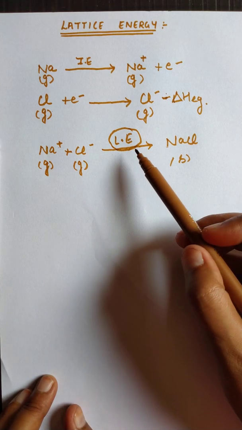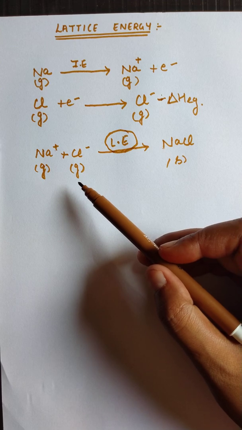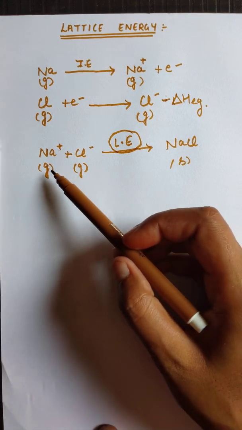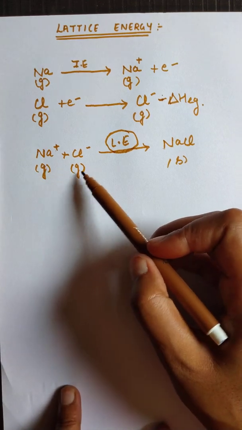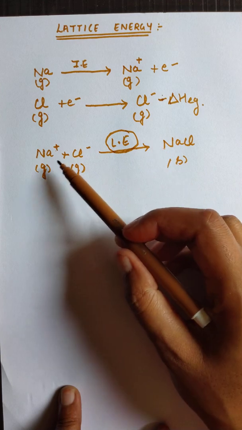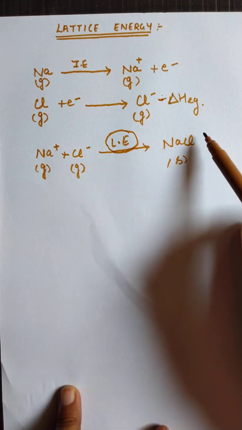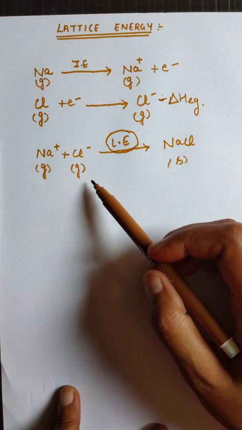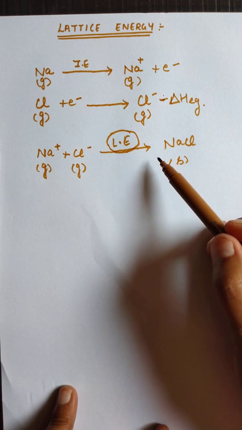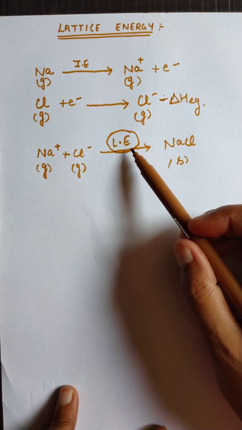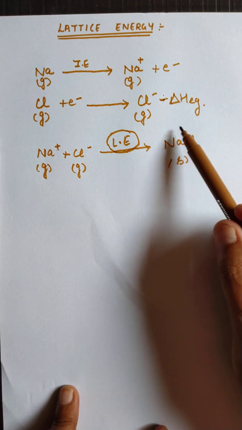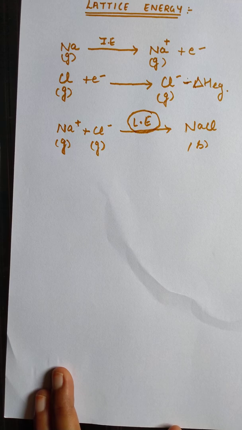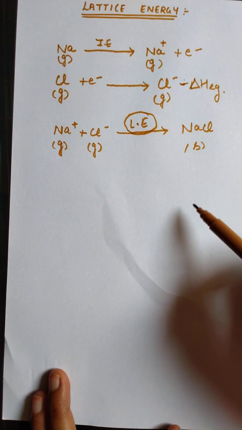So what is lattice energy? When we take 1 mole of any ionic compound, formed from its gaseous cation and anion, a large amount of energy is released, and this energy is called lattice energy, which is used for the formation of the crystal lattice. So this is called the lattice energy.